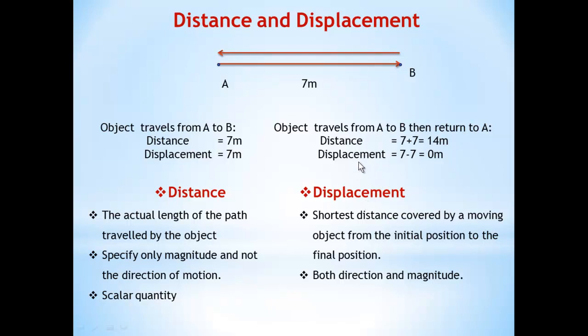The value of displacement of an object should be equal to the distance travelled by the object, or it is less than that. Okay, the displacement value may be equal to 0, but the distance value should not be equal to 0.